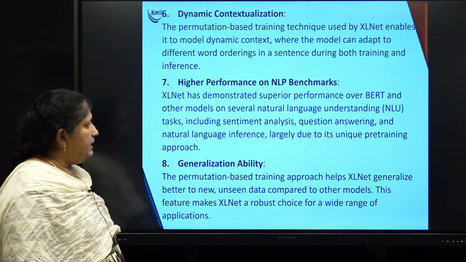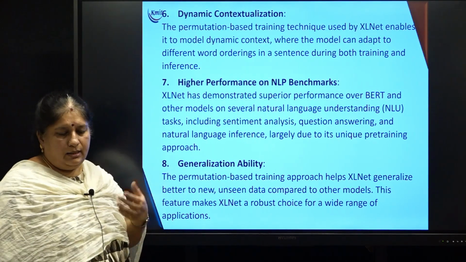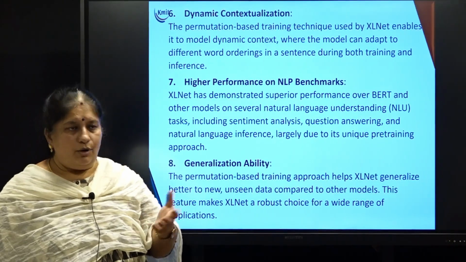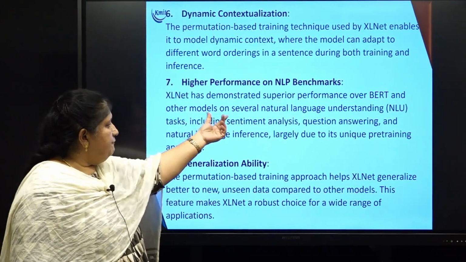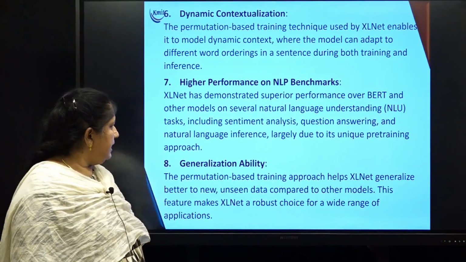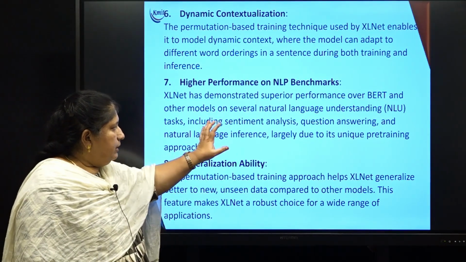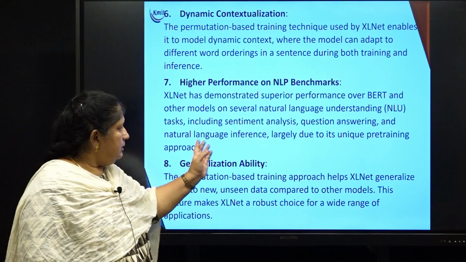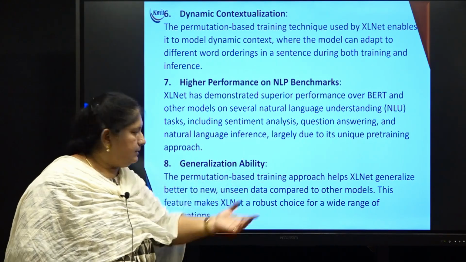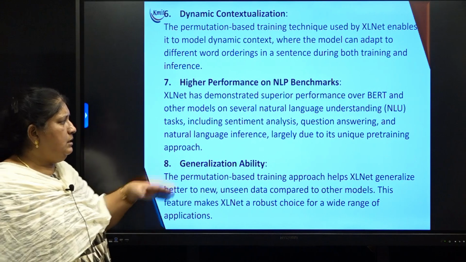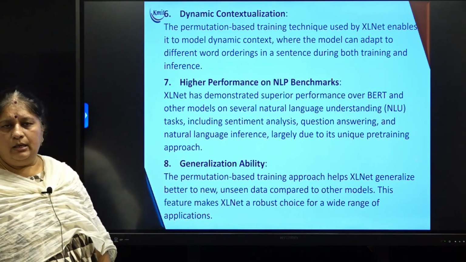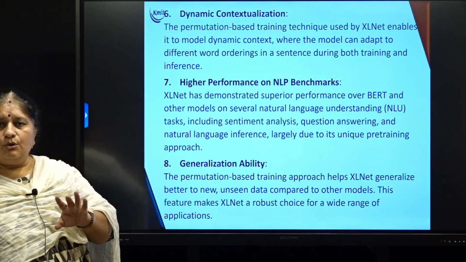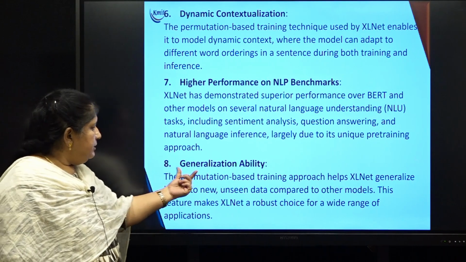Higher performance on NLP benchmarks. XLNet, compared to other models, has shown more performance across various tasks of natural language understanding, giving better performance in tasks like sentiment analysis, question answering, natural language inference, etc. Why is it possible? Because of its unique pre-training approach. What is the pre-training approach we are following here? Permutation-based autoregressive, right?